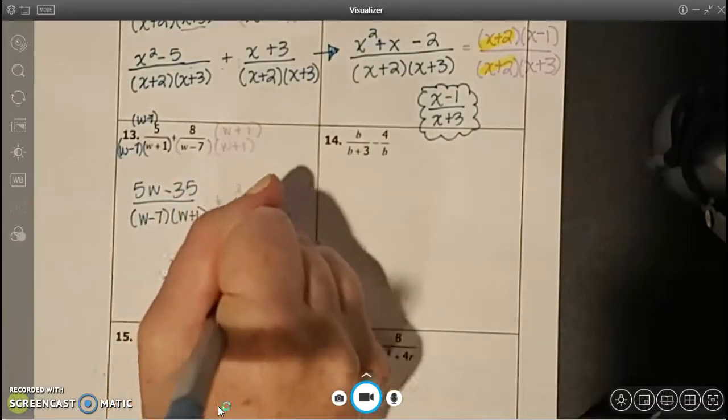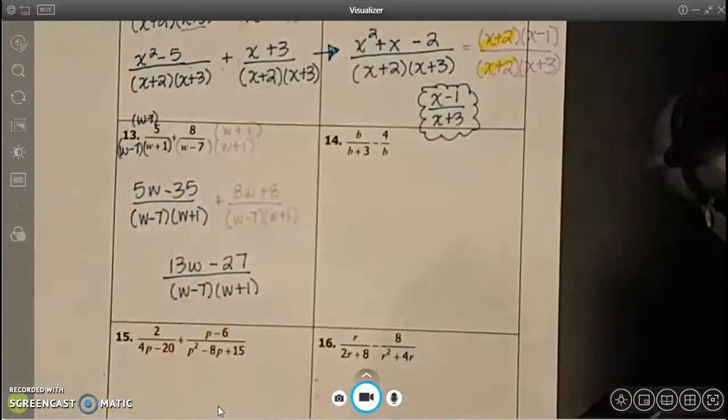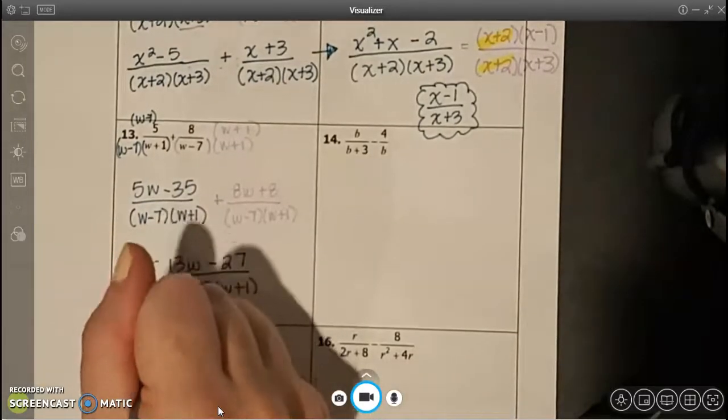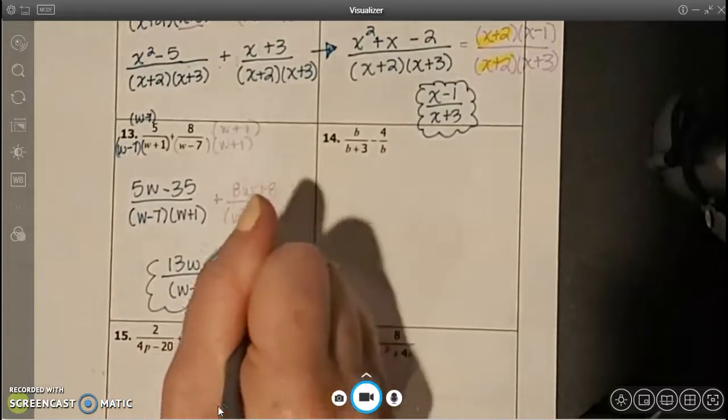Okay, nothing goes into both 13 and 27, so there's nothing to factor and there's nothing to reduce, so that is my final answer.